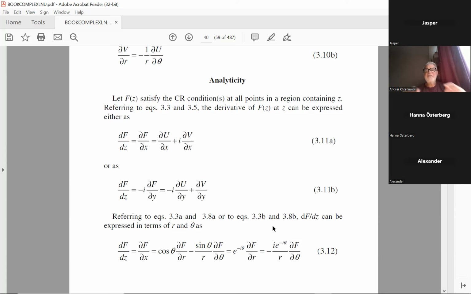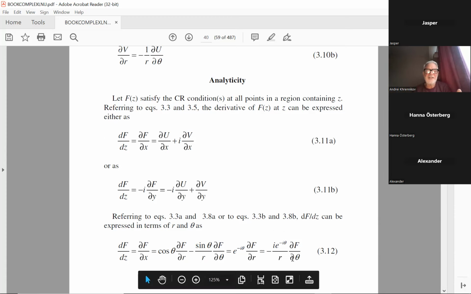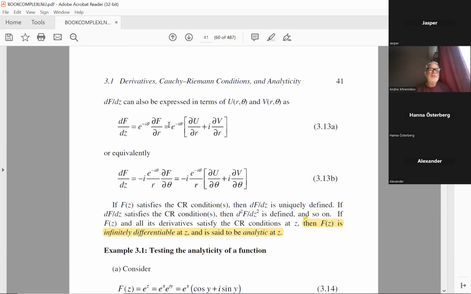Just to repeat, the polar coordinate representation has nothing special to do with analyticity. The author just wrote it to remind you that this representation exists. We are interested in this. So this is the polar representation; forget about this.